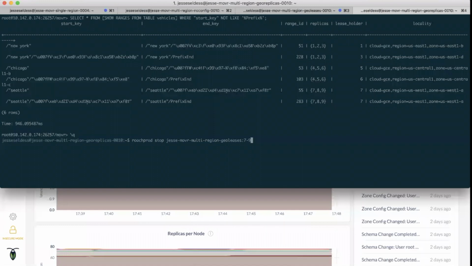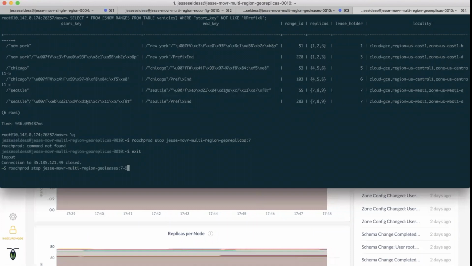All right, so I'm just going to take down, this is a different cluster, geo replicas. So I'm going to stop. Oh, I have to get off this VM. Sorry about that. You're in Roach Prod. I was using Roach Prod. I'm going to do this from my machine here. And Roach Prod is just a tool we use on the back end internally to control something.